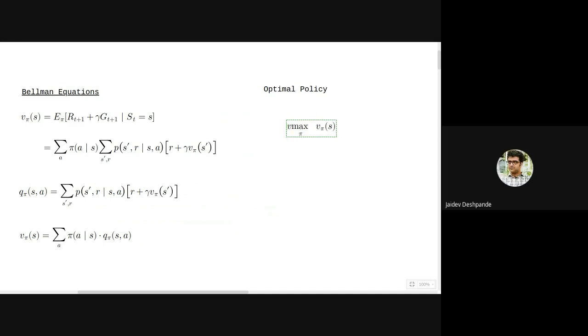You call this V star of S, and this is the optimal value function for state S, and that is obtained by maximizing the value over all possible policies. And this is true for every state in S. This should hold true for every state. Although, the set of policies, how do we know it's finite?